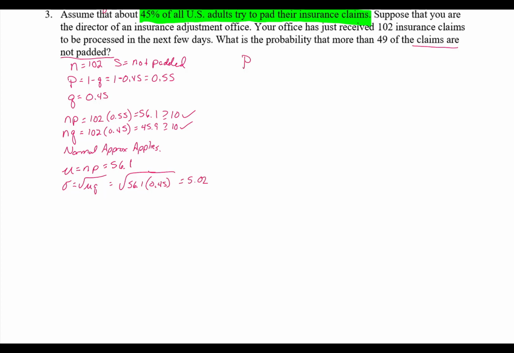Now let's write out the probability we're looking for. We're looking for the probability that more than 49 of the claims are not padded. So that's the probability R is greater than 49. Again, we have to make equality here. We don't have equals yet. So saying you're bigger than 49, that means you're greater than or equal to 50.